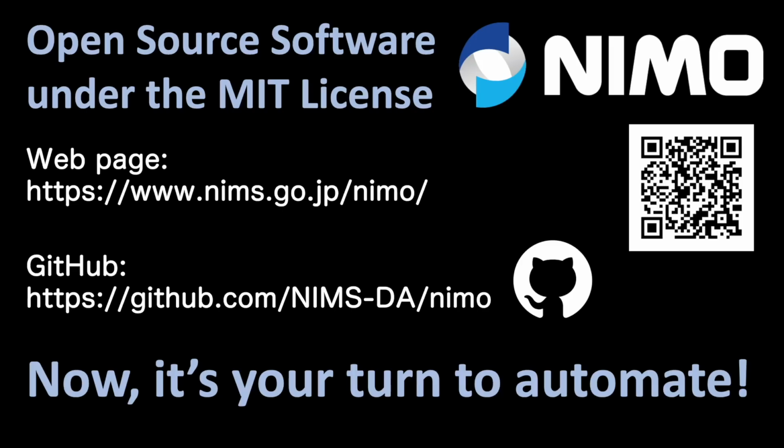Finally, the most important point. NIMO is open-source software under the MIT license. The website and GitHub page are listed here. NIMO is ready for you to use right now. So, now it's your turn to automate.